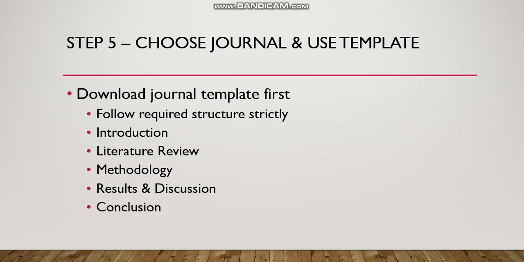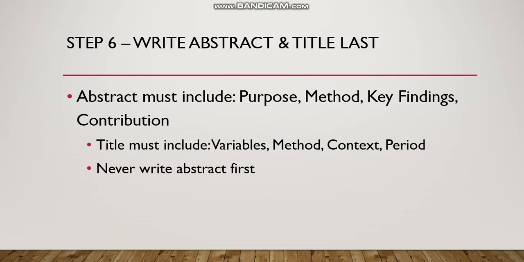Okay, so after that, the next step is to write the abstract and title. And these two must come last. A lot of students make this particular mistake of writing the abstract first. When you write the abstract first, you're trying to preempt what the analysis should look like even before you start the work.